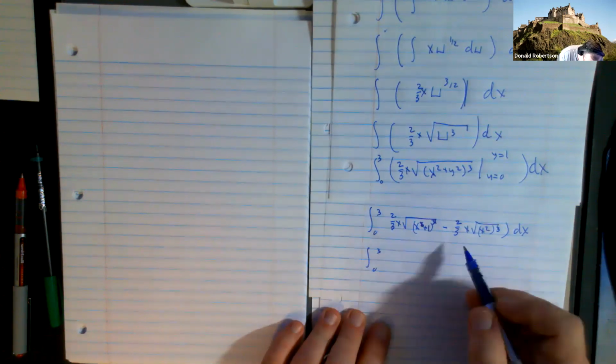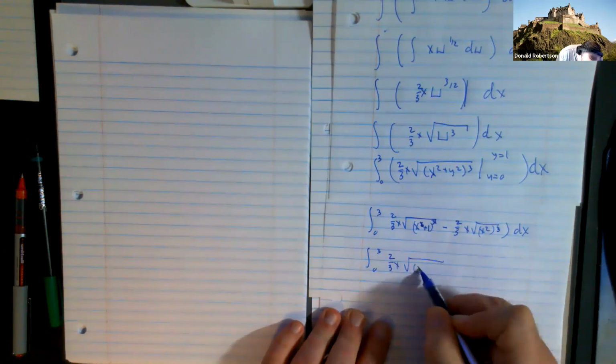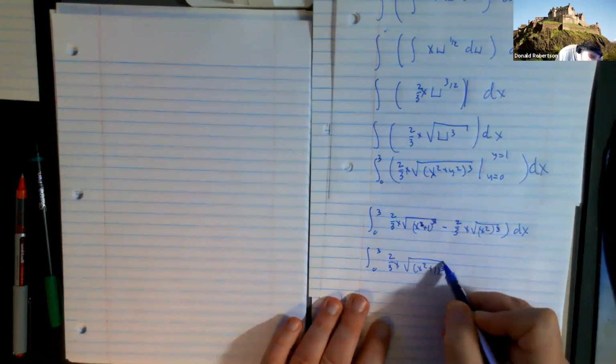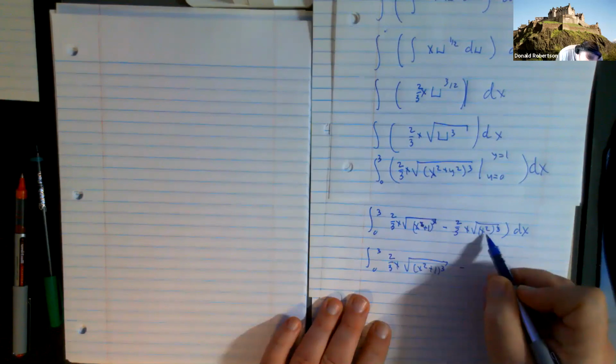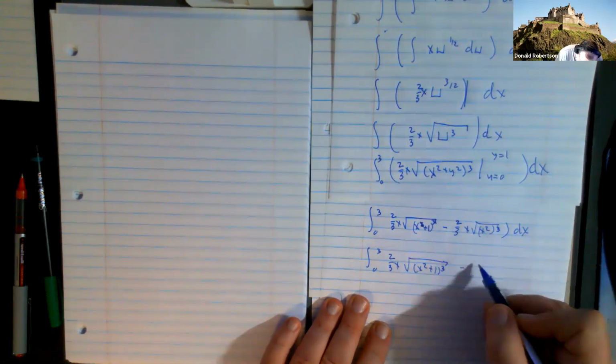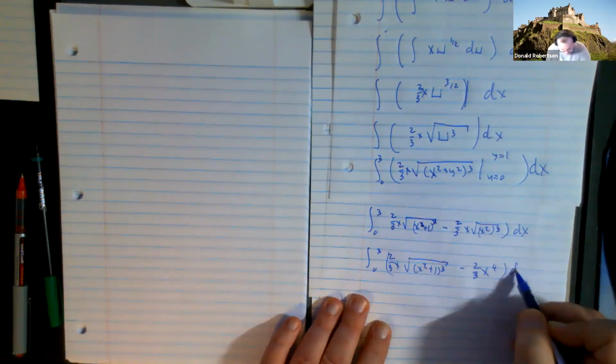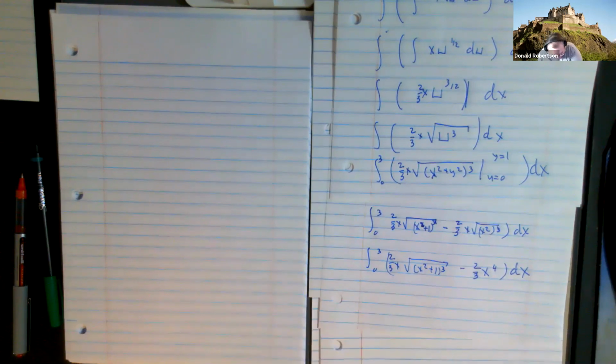What can I do? 2/3 x, the square root of x squared plus 1 cubed. Take away, this one is x to the 6, square root of x to the 6 is x cubed, 2/3 x to the 4 dx. And that's us taking care of the y's. And it was a really, really ugly u sub.